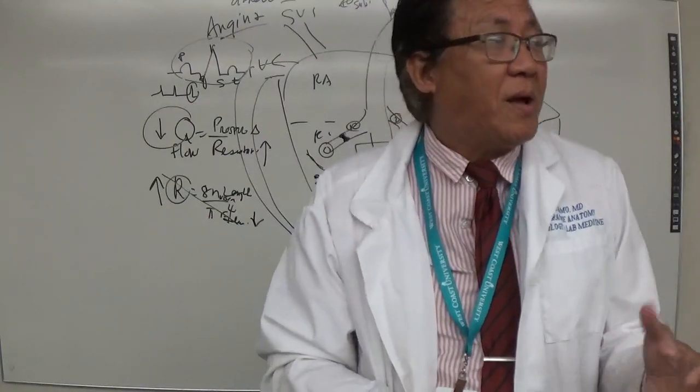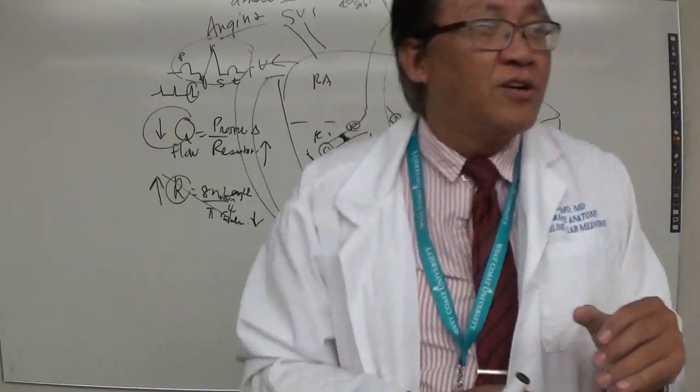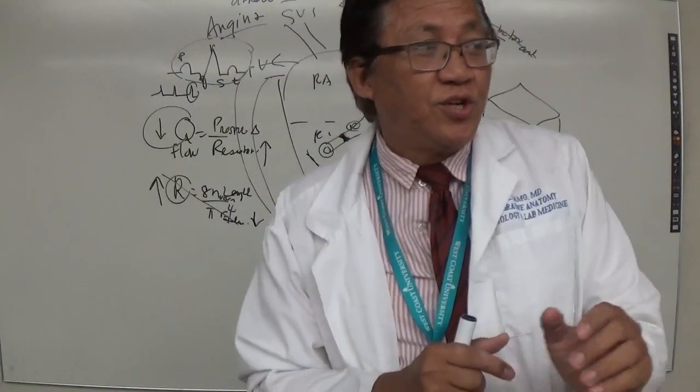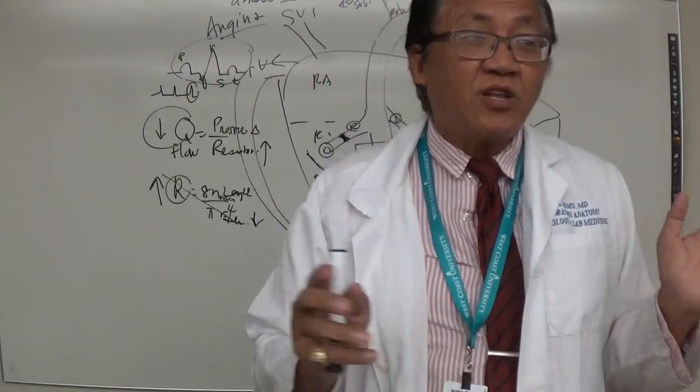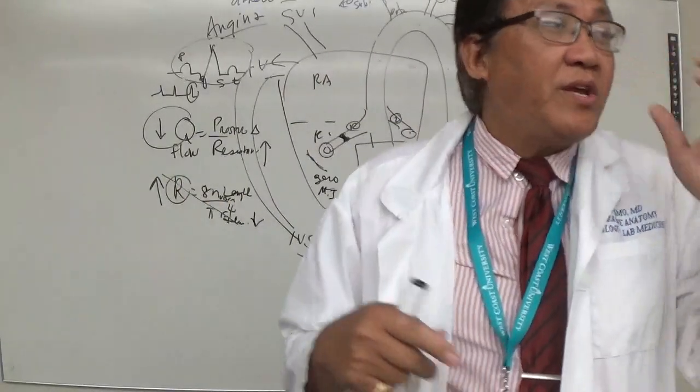So instead of lub dub, it would be something like chig jig sh, chig jig sh, chig jig sh. Or it could be something like this: chig sh, chig sh, chig sh. Is that normal? No, it's not. That means there's something wrong with the valves, right? So we need to examine the valves.